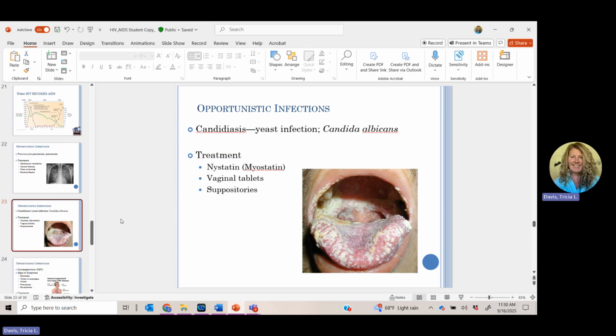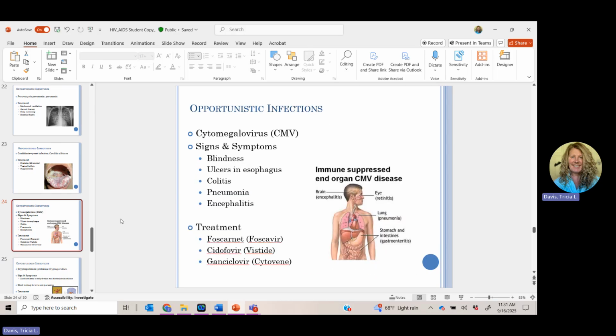Candidiasis is that yeast infection, okay, that we see a lot of our cancer patients get because they have that decreased immune system. So what would we do for these? The most popular thing that we do is nystatin pill or liquid form. We can do vaginal tablets as well for women if they're getting yeast infections, and we can do suppositories as well. So, this is going to be a Candida albicans is a fungus infection. So we're going to give an antifungal.